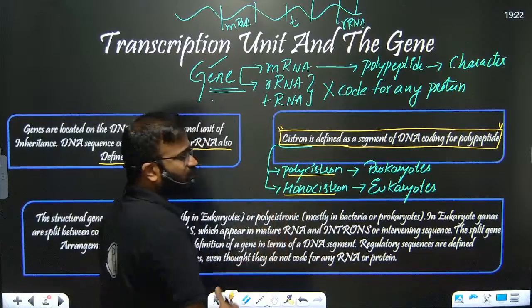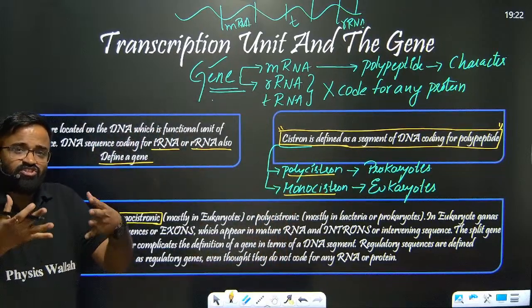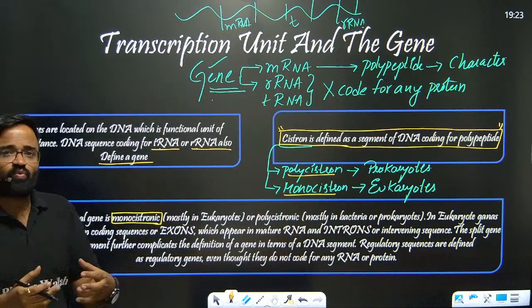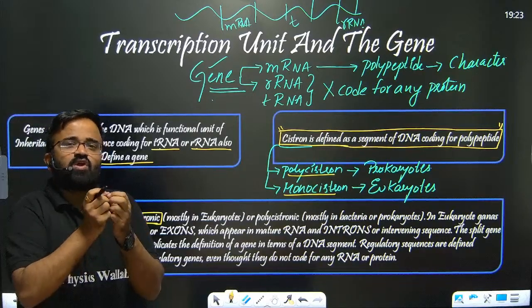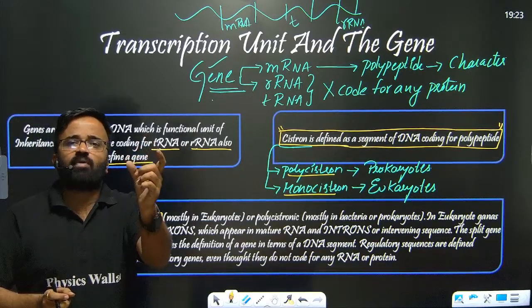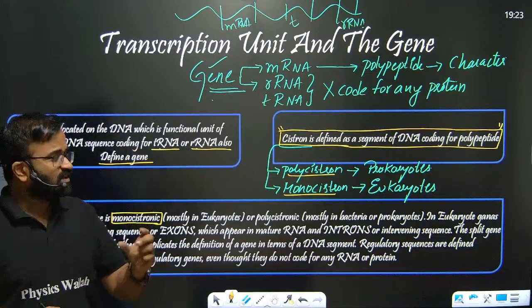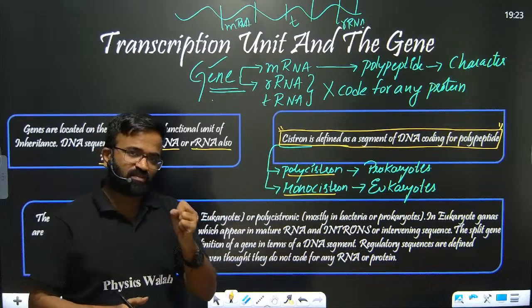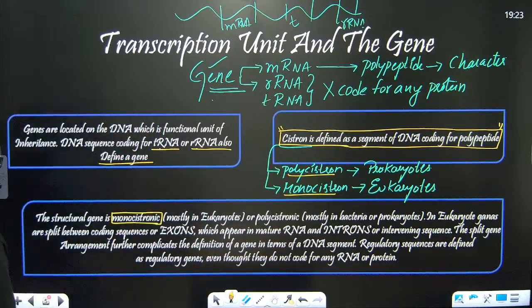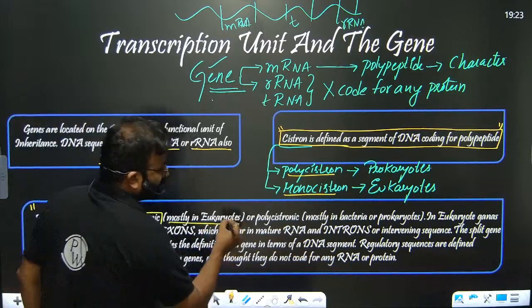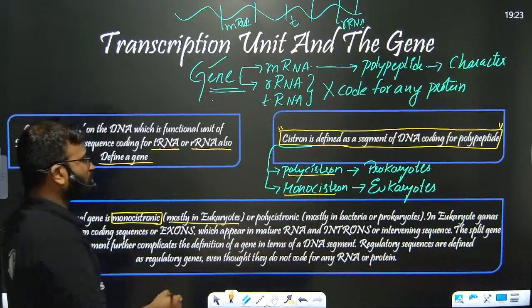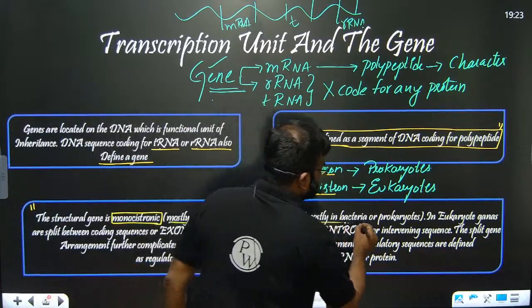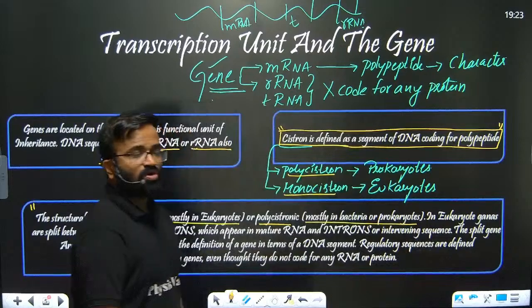What do you mean by polycistrons? Many genes that work in a controlled, coordinated manner with a common promoter and a terminator is your polycistron. That means many genes work together as a single unit. So the structural gene is monocistronic, mostly in eukaryotes, or polycistronic, mostly in bacteria or prokaryotes.